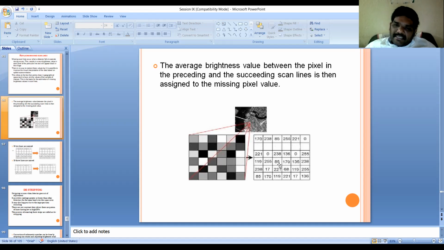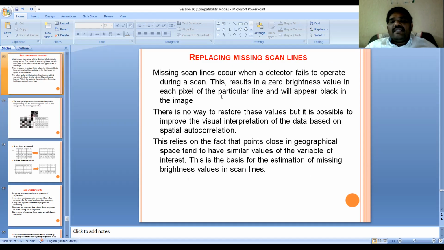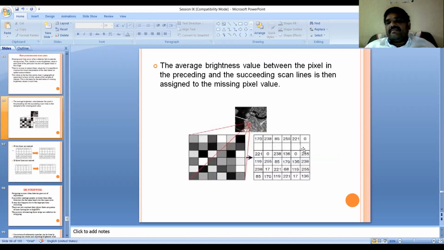And if it is the image of one particular target, sometimes because of the non-functioning of detectors, one line of brightness values may be missed. In such cases, the function is replacing the missing scan lines. That means the missing scan line is replaced with what? And how can we replace the missed scan line?